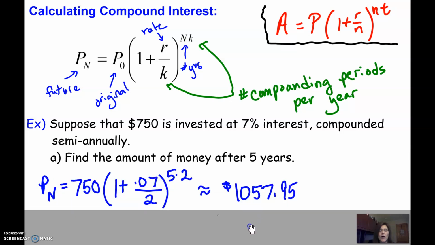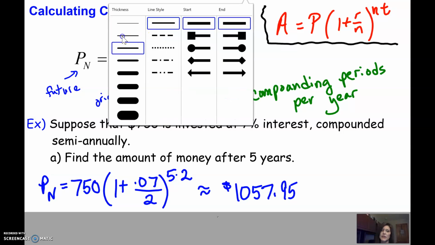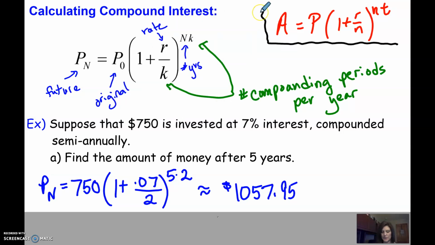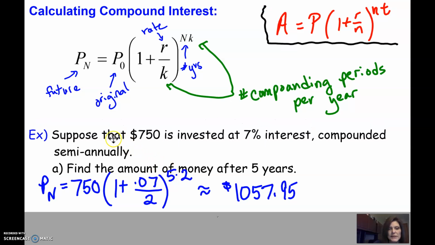So plugging all of that into my calculator, I get a total of $1,057.95. Now hit pause a second and put this in your calculator and see if you get the same thing. All right, if you didn't, I'm going to tell you where I think you probably had the issue. I'm just going to get my little pen out here and say it probably has to do with, oops, that's not what I wanted to do.